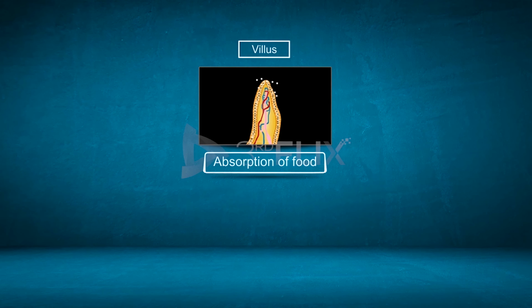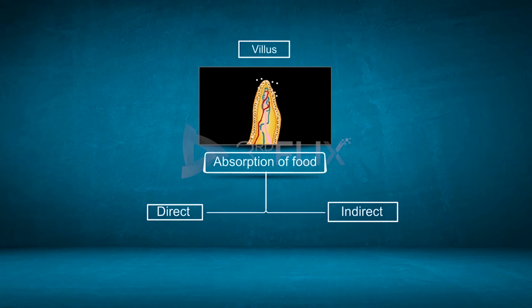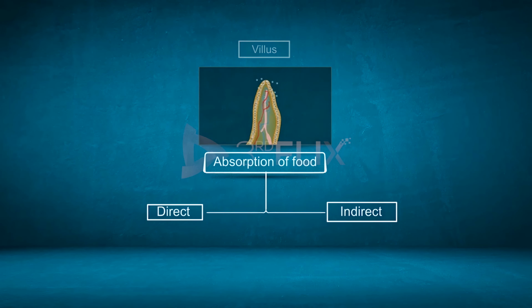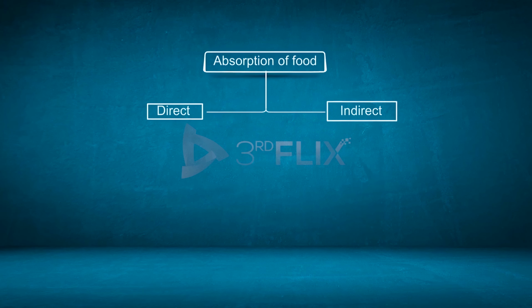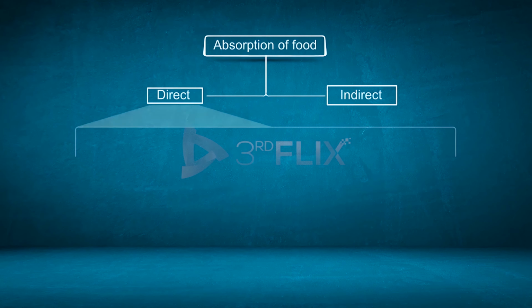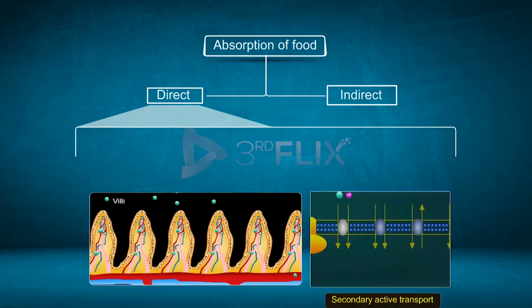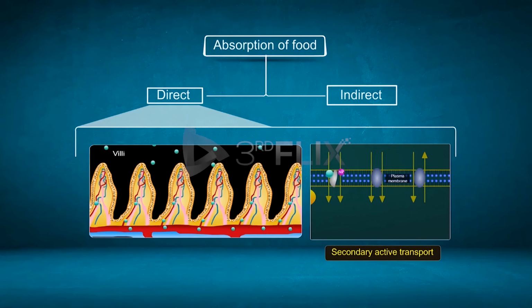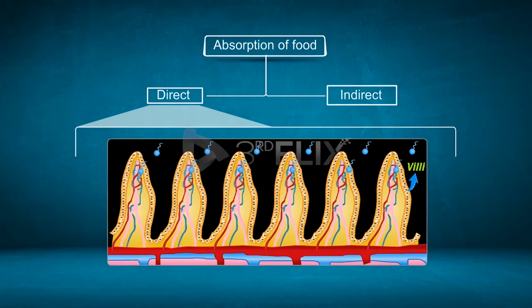Absorption of digested food may be direct or indirect. Direct absorption: the food materials get absorbed into blood capillaries of the villi. Absorption of digested protein in the form of amino acids is direct but needs certain chemical processes.